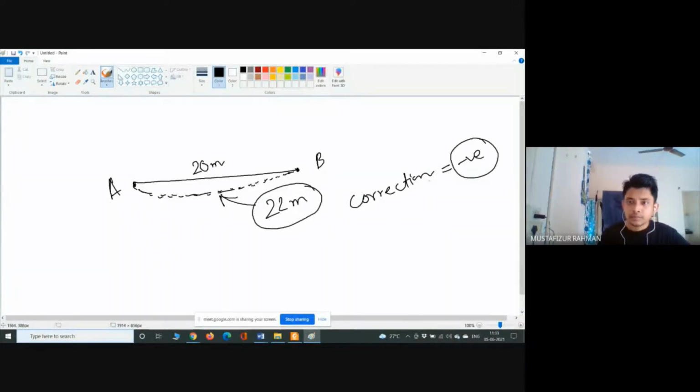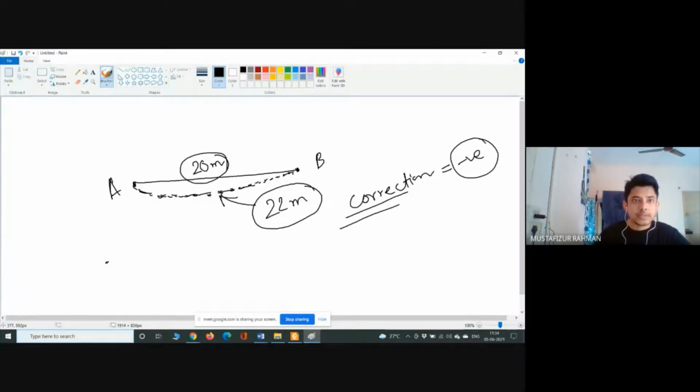Negative, right? Then only we will get 20 meter. So this is always negative, because if there is some kind of sag like this, the value is always going to be greater than the actual value, right?